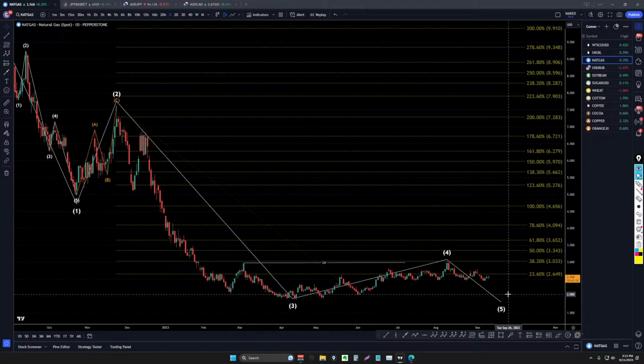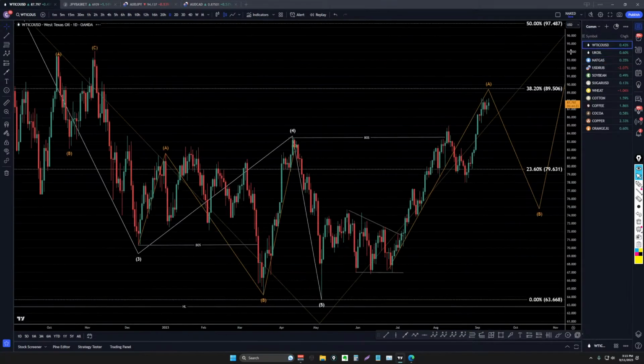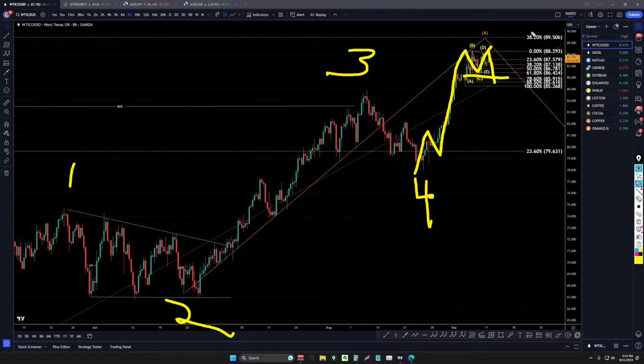Man, what is this thing doing? On what's that, Mark? On oil? The 8 hour? Yeah, it looks like a 1, 2, 3, 4, 5. Break of structure will prove it's over. 1, 2, 3, 4, 5 of wave A, most likely.